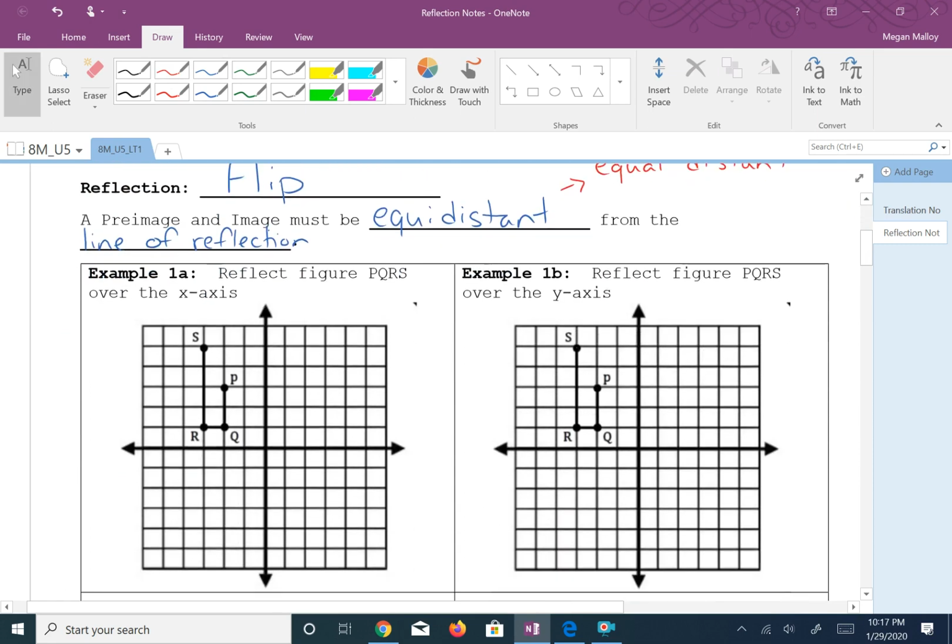If we look at example 1, it is asking me to reflect figure PQRS over the x-axis. The x-axis, as we know, is the horizontal line across our coordinate grid. I need to make sure that my pre-image is equidistant from that line, so I'm going to choose one point to start. In this circumstance, I'll choose S. My pre-image S is currently 1, 2, 3, 4, 5 units above the x-axis, which means that my reflection of S is going to be 5 units below the x-axis. So I will put my reflection of S there and label it using my tick marks.